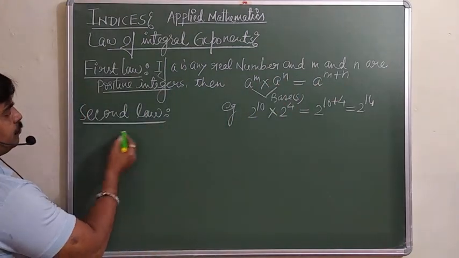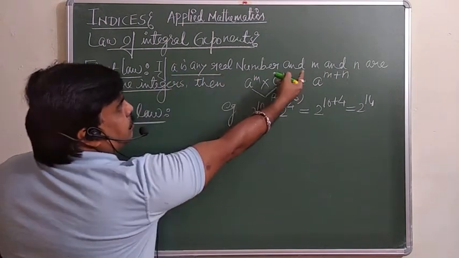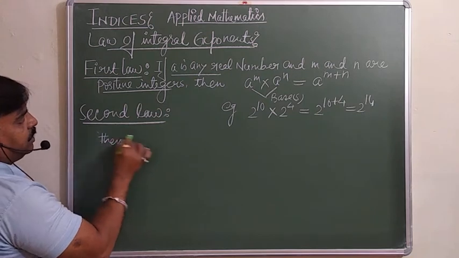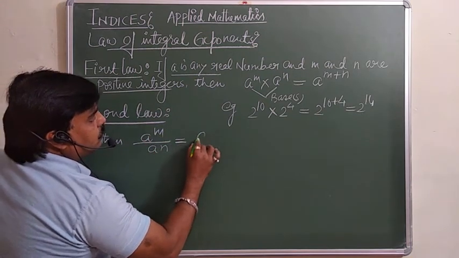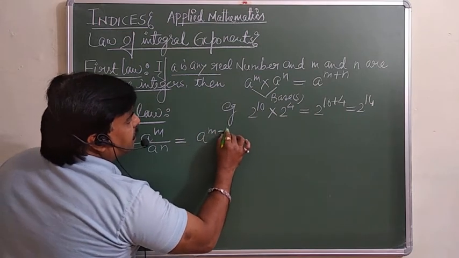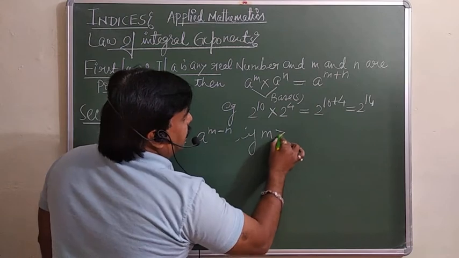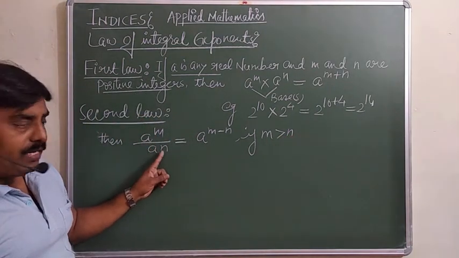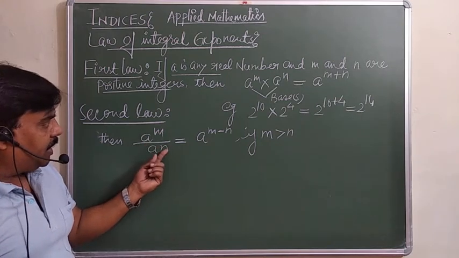Second law. If a is any real number and m and n are positive integers, then a raised to power m over a raised to power n is equal to a raised to power m minus n. This is true in case m is greater than n. You are going to divide a raised to power m over a raised to power n. Bases are same here, so if m is greater than n, you are supposed to subtract.